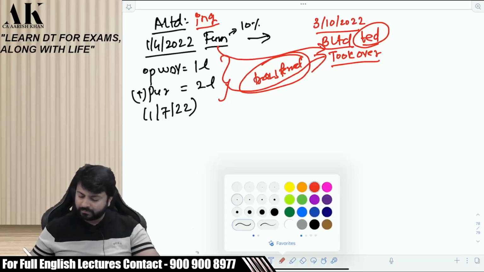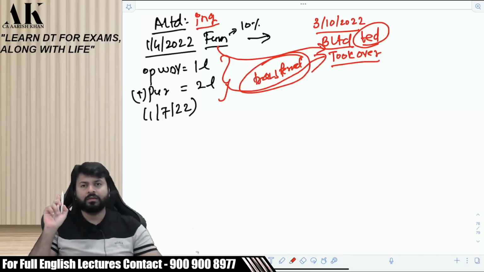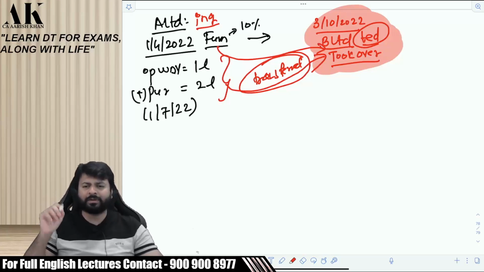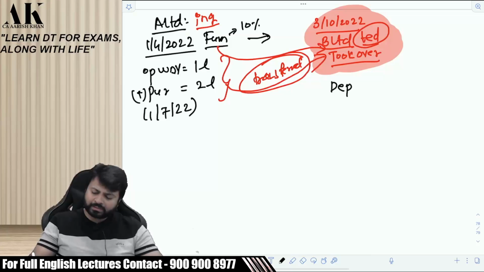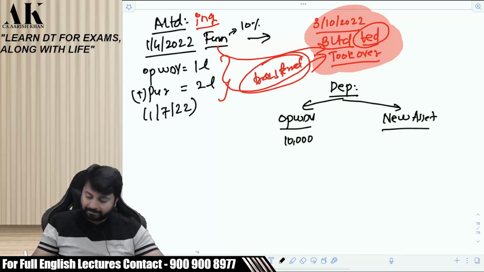Listen carefully. Government says that in case of amalgamation, demerger, succession, compute depreciation as if amalgamation has not taken place. Just think that amalgamation has not taken place only, and then compute depreciation. Please help me to compute depreciation on 1 lakh. How much depreciation will be on opening WDV? 10,000. And how much depreciation will be there on the new asset? 20,000.